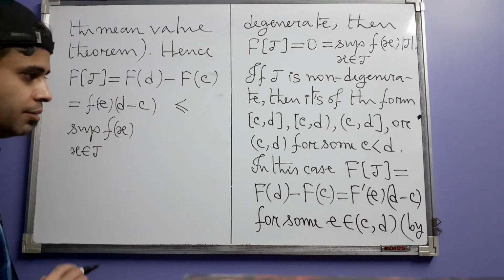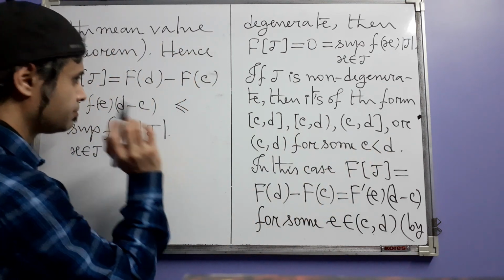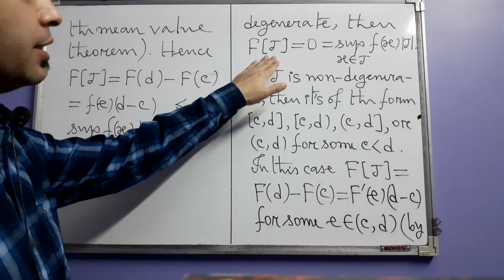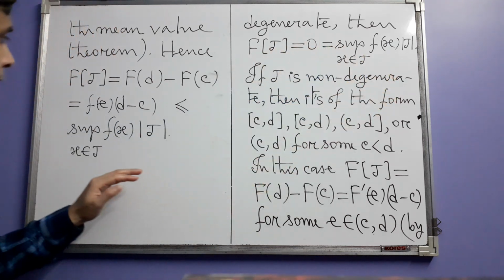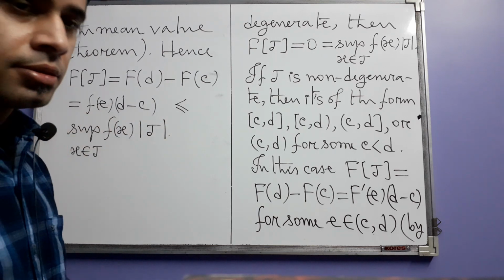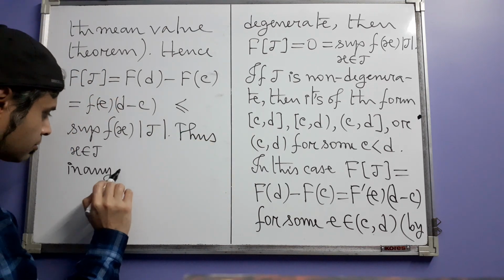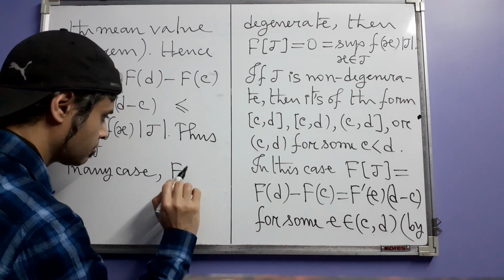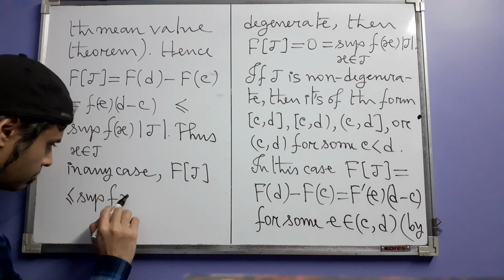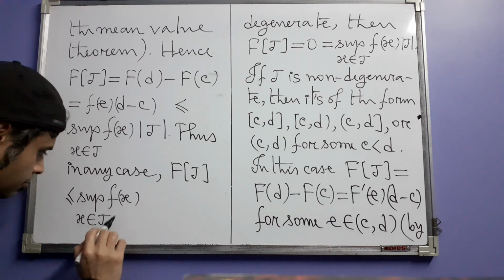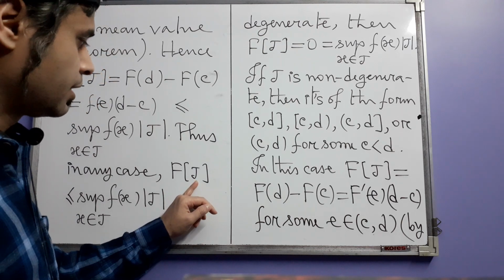And what is d minus c? D minus c, no matter what j is, is the ordinary length of j. So you see that in the special case where j is degenerate, you have equality of F of j and this quantity, but in general you have inequality. So we can write thus, in any case, F of j is less than or equal to this. Do you see why we carefully avoided the case where j is empty set?